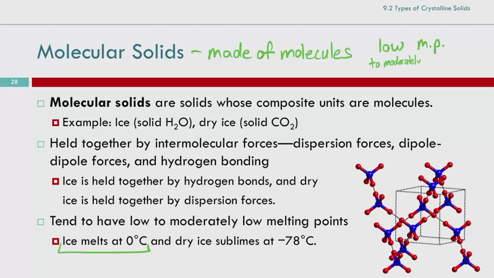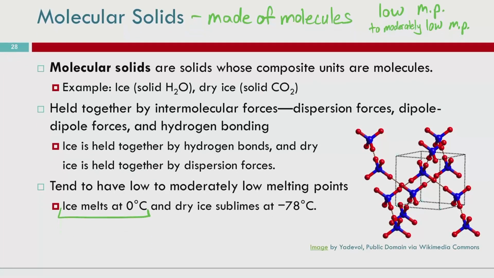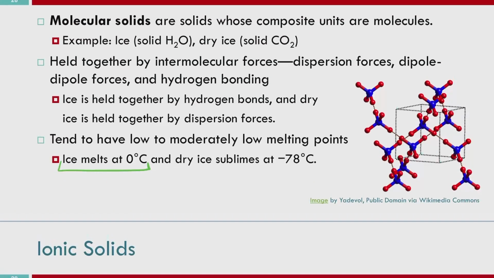Low to moderately low melting point for our molecular solids. We also have ionic solids. Anyone want to guess what ionic solids are made of? Metal and nonmetals, ionic compounds, yeah.